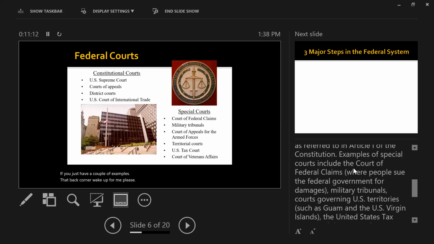So the constitutional courts are specifically about issues of whether a law or a policy is constitutional.